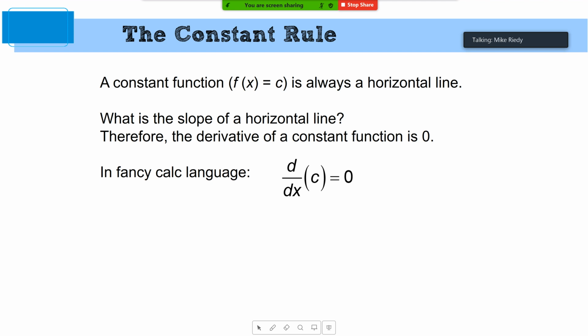I changed up the notation on you a little bit just to get you more comfortable using both of them. What is the derivative of c with respect to x? Well, there's no x there, so it would just have a derivative equal to 0. Or another way to think of it is, what's the slope of a horizontal line? The slope of a horizontal line would be 0.